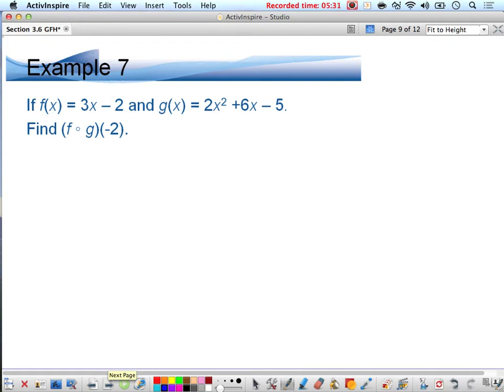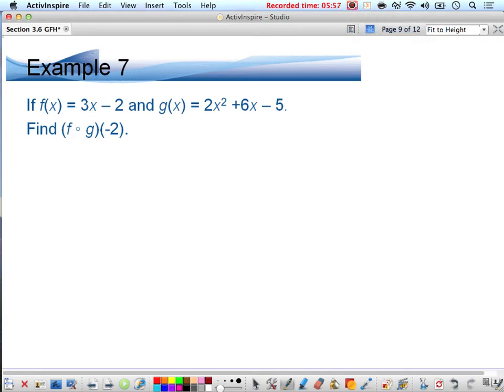This one's a little different if you look at it. Instead of asking you to find f of g of x, it's asking you to find f of g of -2. And it gives you two totally new functions. So if you want to take a moment and jot those down, and then we'll look at f of g of -2. Because there is a shortcut you can take when you're putting in an actual number as opposed to a variable.